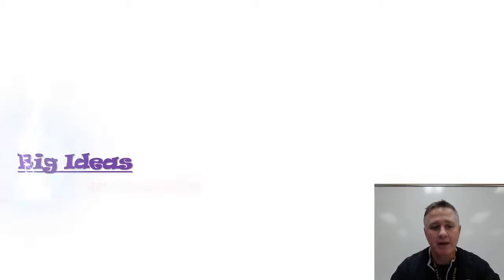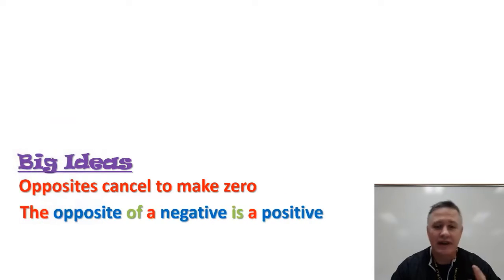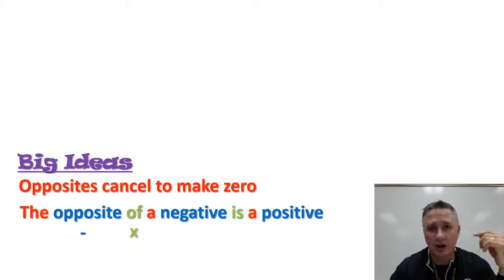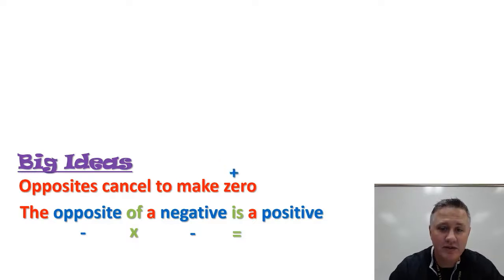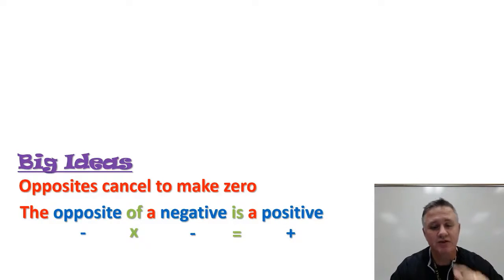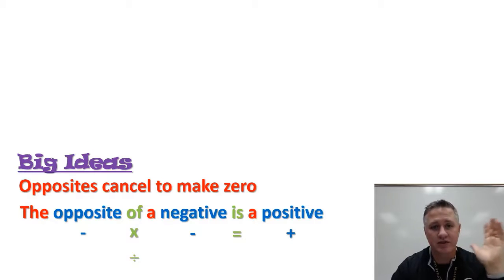Remember, we have two big ideas. Opposites cancel to make zero, and the opposite of a negative is a positive. Remember, the word opposite means negative, the word of means multiply, negative again means equals, and positive means positive. So the opposite of a negative is a positive. Just remember, the word of means multiply, and the same is true for division. If you have two negatives, you get a positive when you're dealing with division.